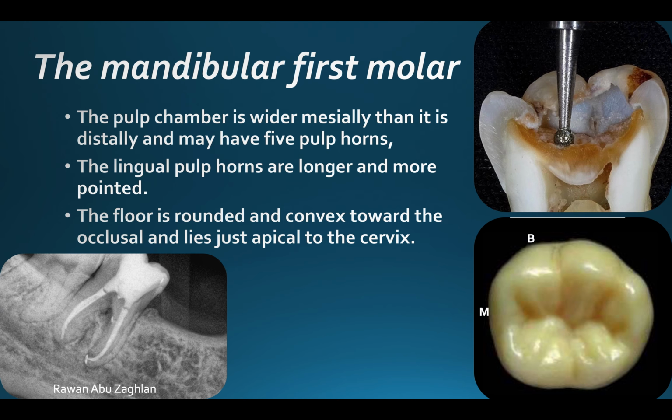Now, the pulp chamber is wider mesially than it is distally, and in a newly erupted tooth, it will have 5 pulp horns corresponding to the cusps. The lingual pulp horns are longer and more pointed, and the floor of the pulp chamber is dome-shaped and rounded, and it's located just apical to the cervical line. The access cavity will be located in the mesial 2/3 of the tooth, preserving the distal side of this tooth.